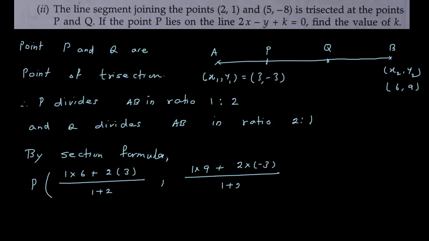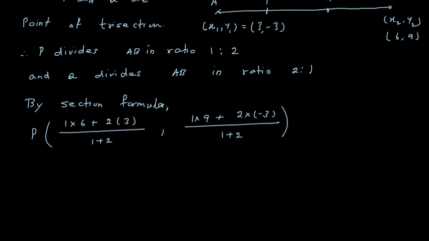So this will give you P as 6 plus 1, 7, 7 plus 6 it is 13 divided by 3, comma, here it is 9 into 1, 9 minus 6 is 3, 3 upon 3. So this will give you P as 13 divided by 3 comma 1.